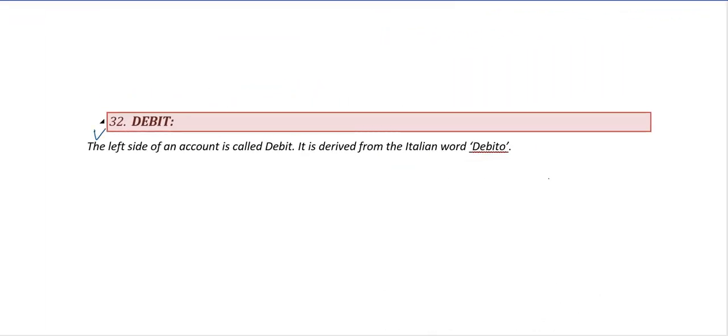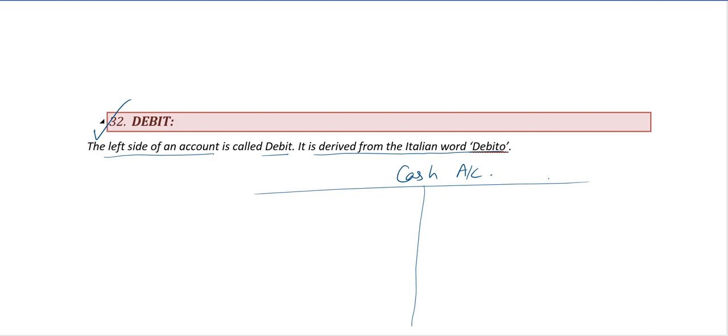32nd term, debit. The left side of an account is called debit. It is derived from the Italian word debito. Now we've already seen when we saw the term of account that account is a T shape. Now let's say we have cash account. Now in any account, the left side of the account is called debit side. When we record transactions on the debit side, we are said to have debited the cash account.